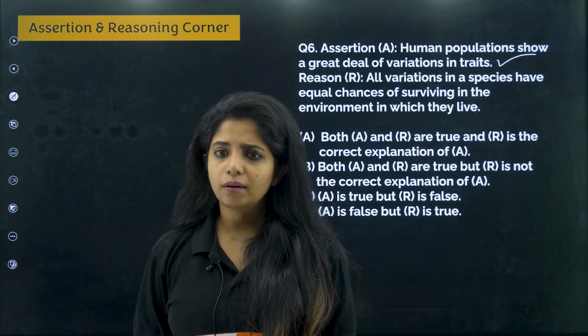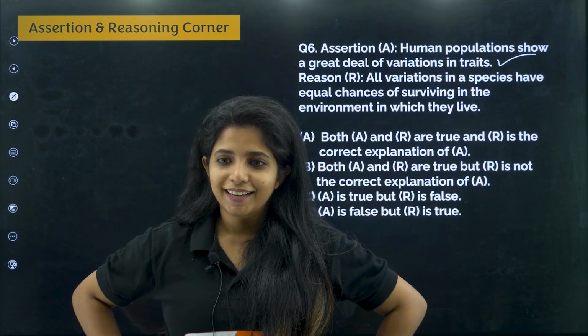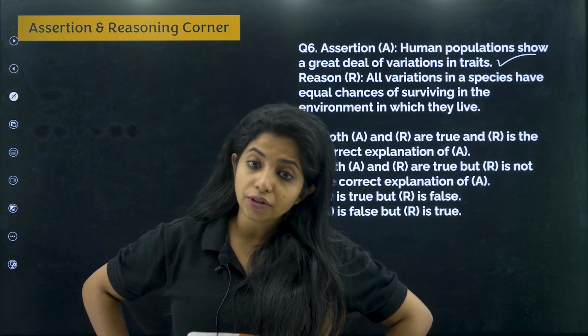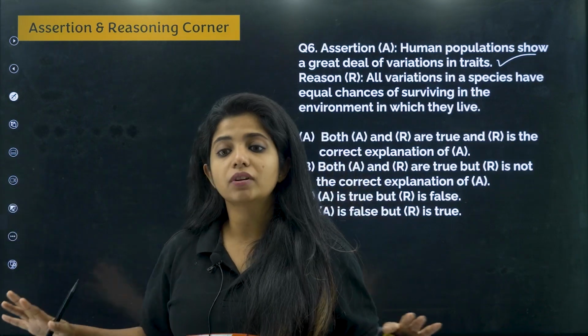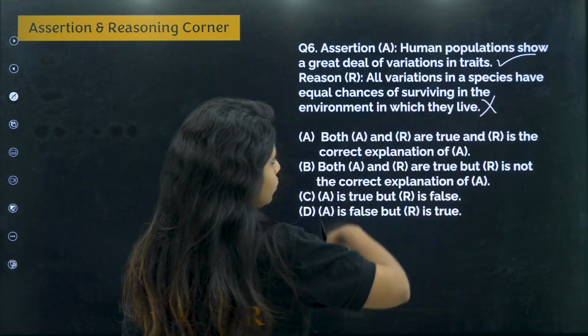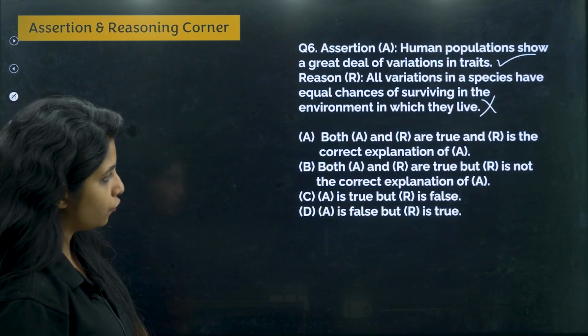If that was true, then probably we would not have different species in the world. So basically that is not true. All of us have different variations which let us survive in different conditions as well. So this is never equal. If it was equal, no one would have died. So basically this is wrong. So assertion A is correct and reason R is false.